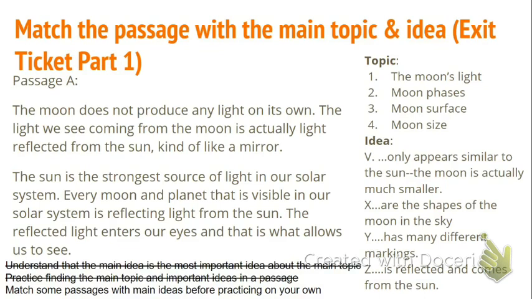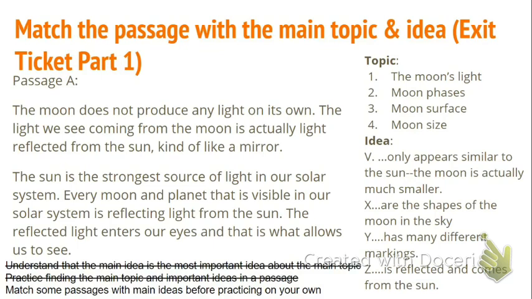Passage A. The moon does not produce any light on its own. The light we see coming from the moon is actually light reflected from the sun, kind of like a mirror. The sun is the strongest source of light in our solar system. Every moon and planet that is visible in our solar system is reflecting light from the sun. The reflected light enters our eyes, and that is what allows us to see.